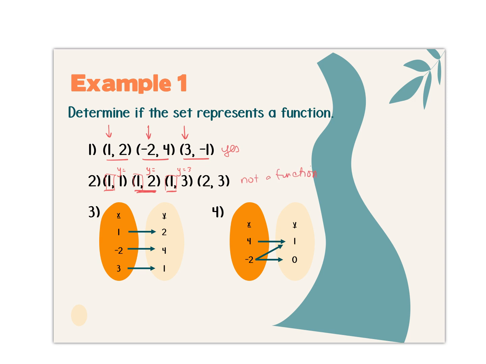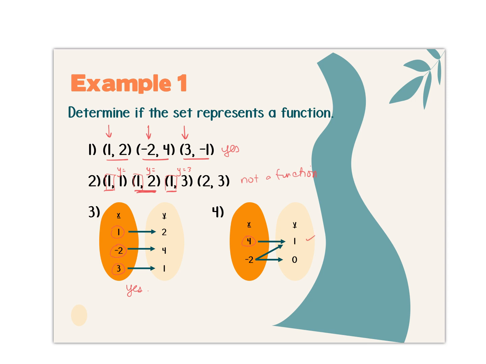Let's look at this other way of writing it. Notice that when x is 1, y is 2. When x is negative 1, y is 4, and when x is 3, y is 1. So yes, this is a function. Each x has a unique y. Now we go to number 4 and we note, okay, when x is 4, y is 1.